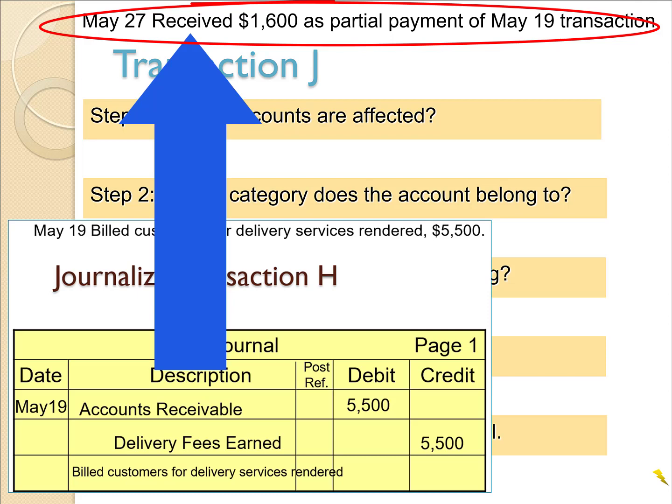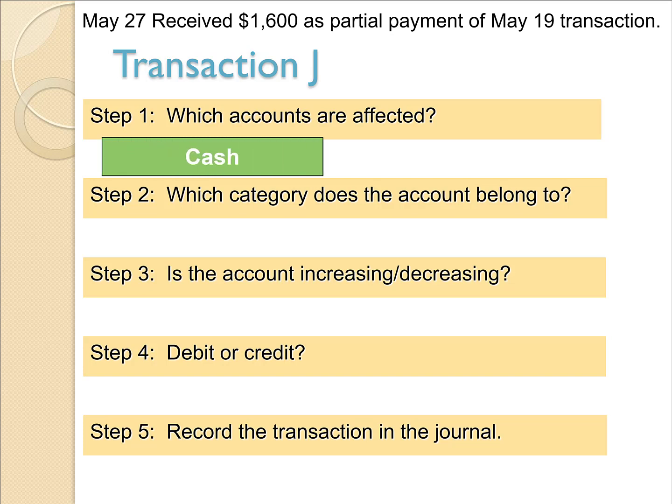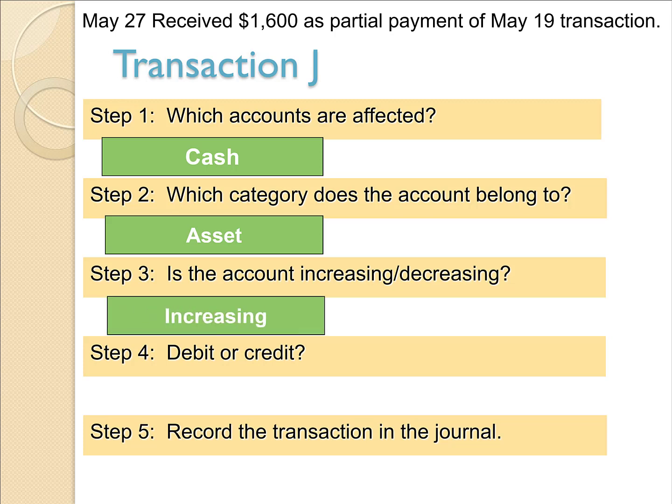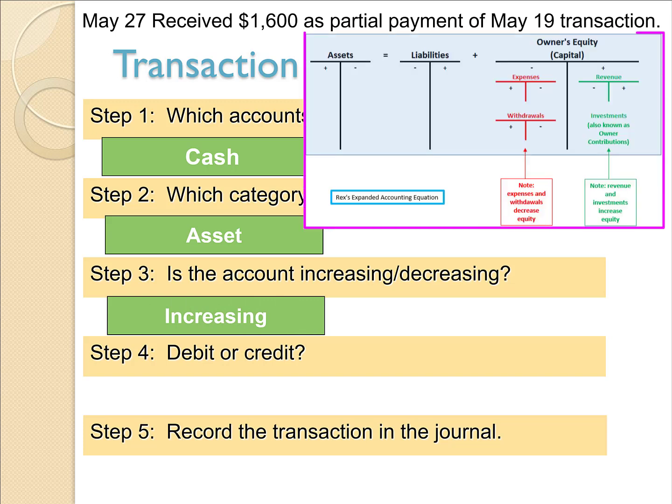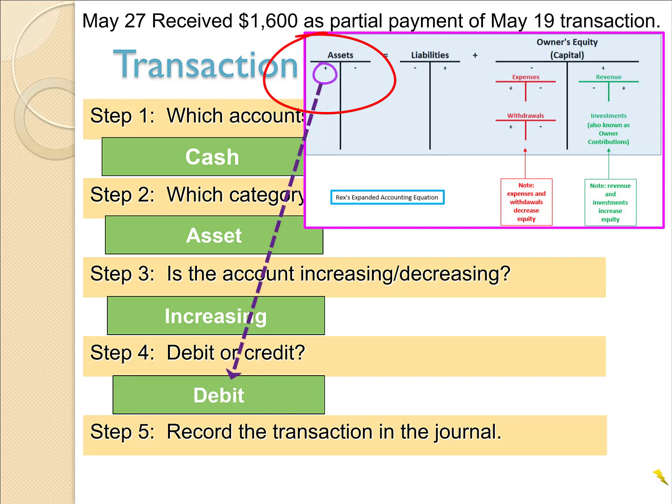So what two accounts are affected? Well, first of all, cash is affected because we received cash. And which category does cash belong to? It's an asset. And is our cash going up or down when we get paid by customers? It's increasing. Then we need to look at the accounting grid. And if cash, which is an asset, is increasing, that means that's a debit.